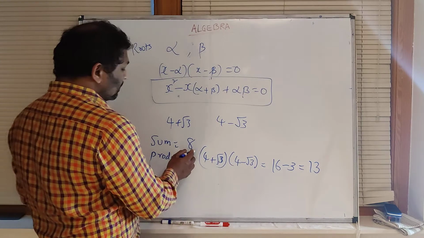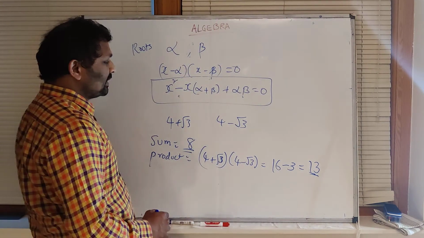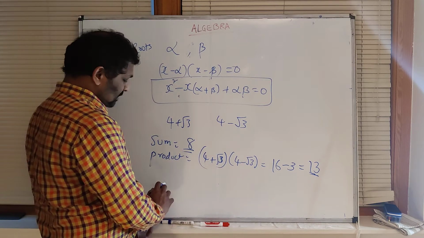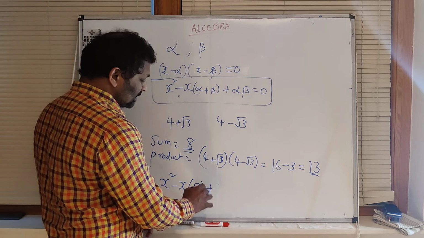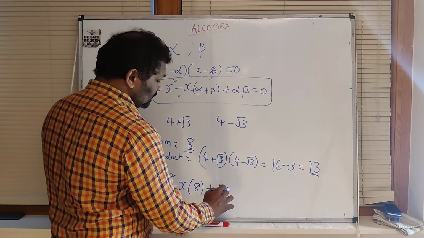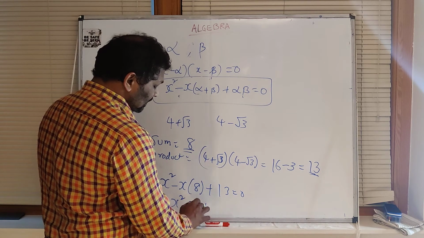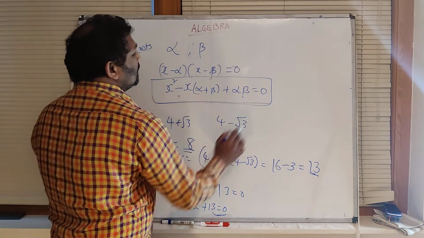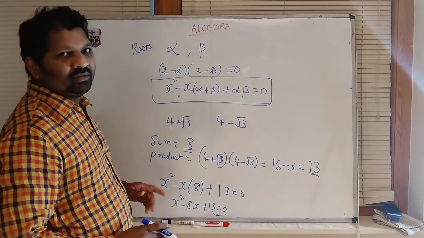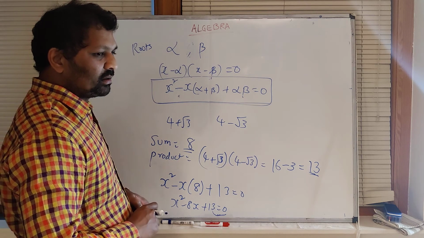Now we know the sum, we know the product. How can we write the quadratic equation? x square minus x into 8 plus 13 is equal to 0. x square minus 8x plus 13 is equal to 0. Remember this one, or else you can build it yourself. It's not that difficult.